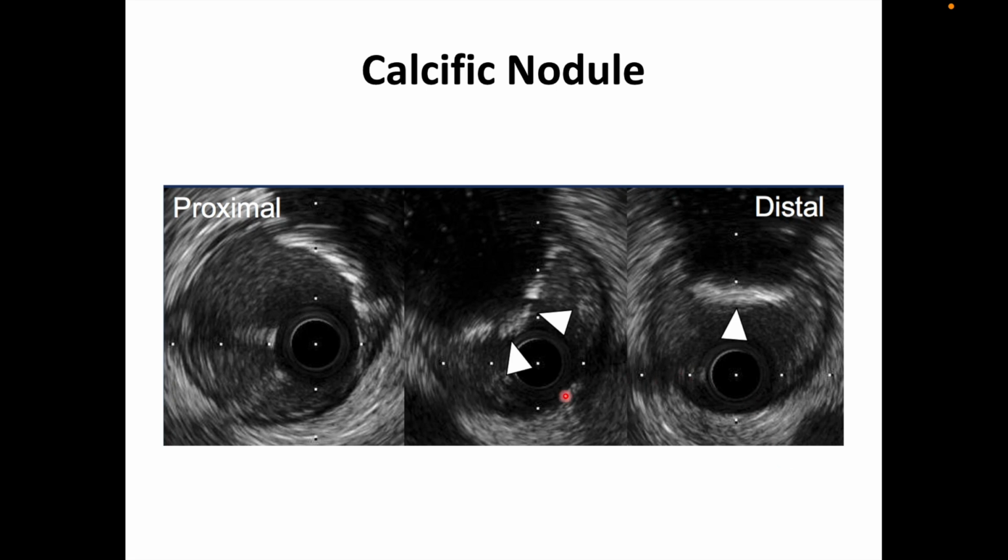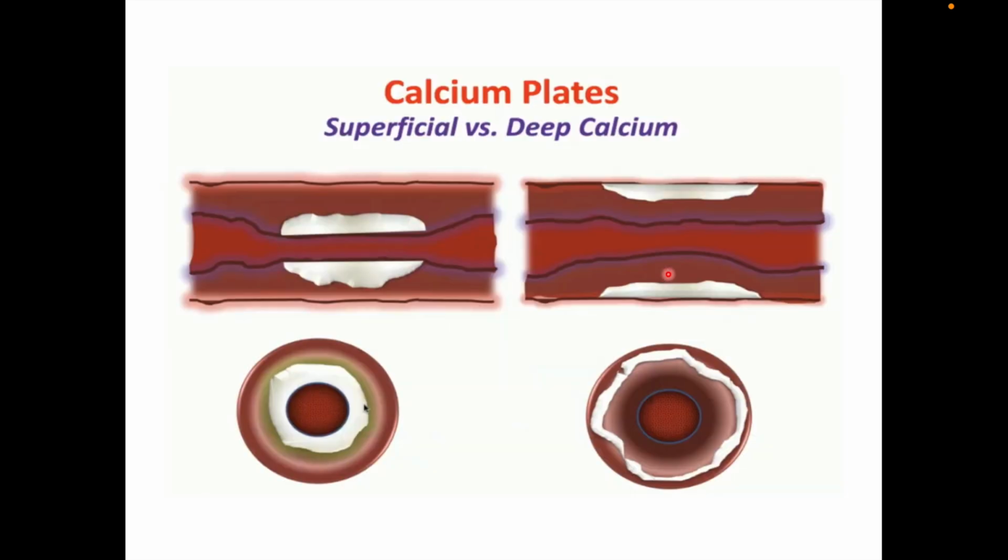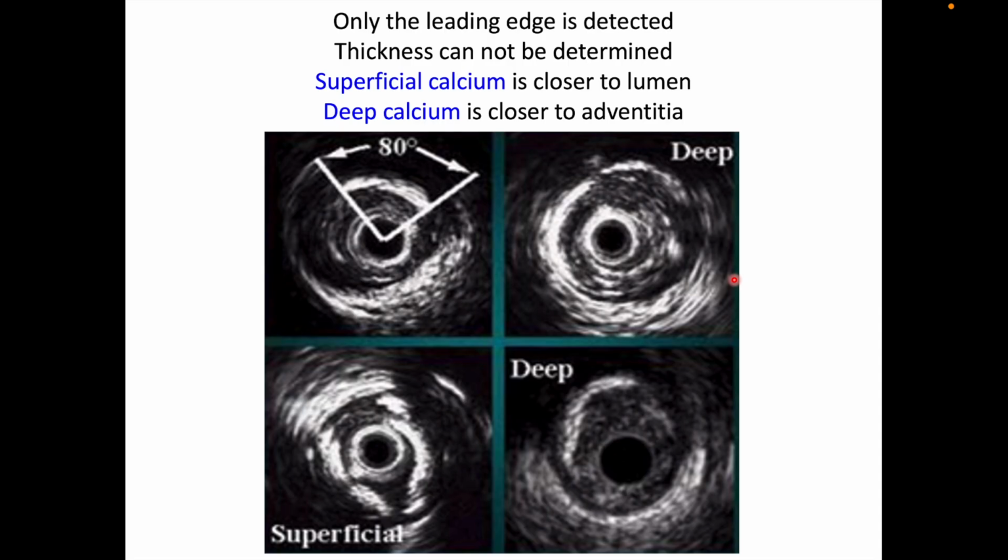So this is a big calcific nodule you can see here. Calcium, huge dropout shadow. These are calcific nodules. Calcium can be superficial or it can be deep. You can see here, this is superficial because it's towards the lumen. This is deep because this is towards the adventitial side, away from the lumen.